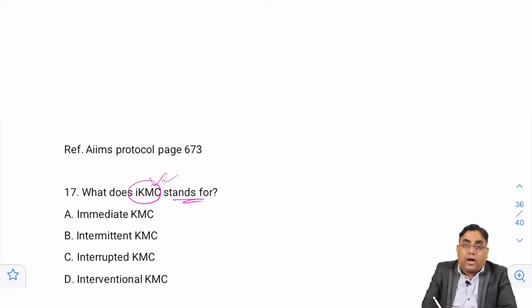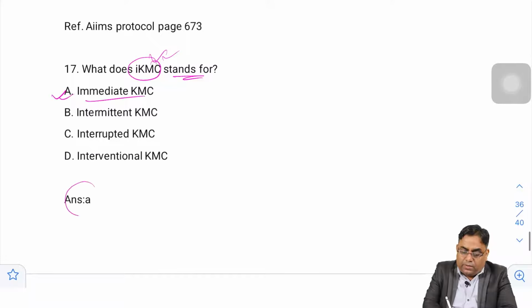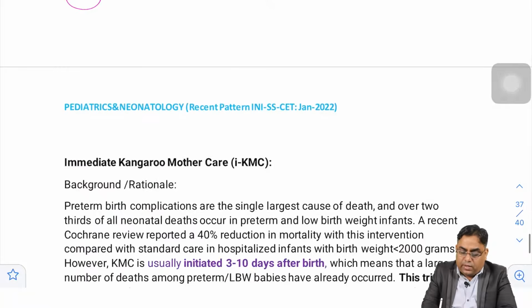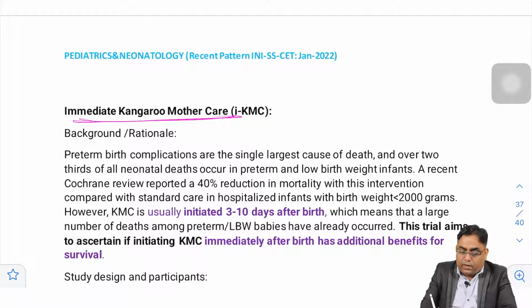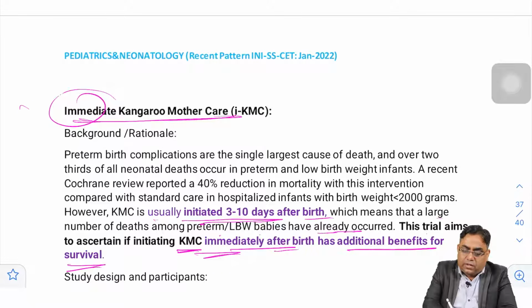What is IKMC? IKMC means immediate KMC, immediate kangaroo mother care. KMC is usually initiated 3 to 4 days after birth, which means that a large number of deaths among preterm babies have already occurred. The IKMC trial aims to assess whether initiating immediate KMC after birth is an additional benefit for survival. So, IKMC, that is immediate KMC, has benefits for survival of the preterm baby.